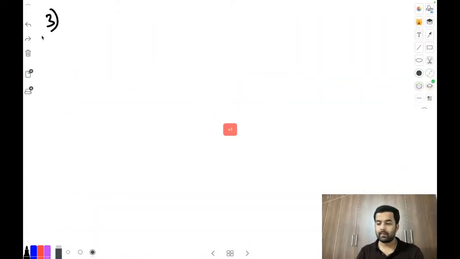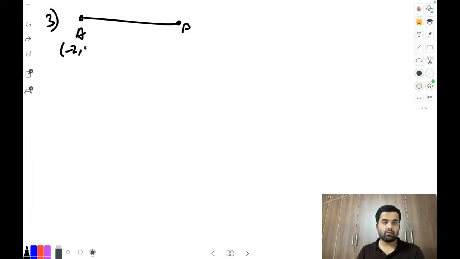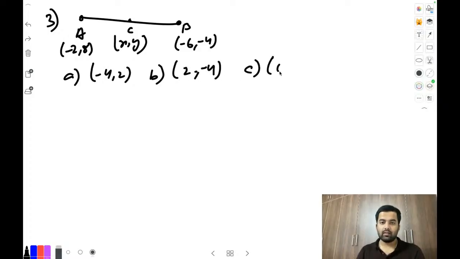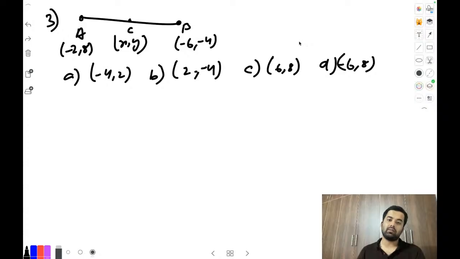Question number 3. The question is, you have a point A, you have a point B. A point is 2 comma 8, B point is minus 6 comma minus 4. The question is asking about C. What is X? What is Y? We are giving the options below. A option is minus 4 comma 2. B option is 2 comma minus 4. C option is 6 comma 8, and the D option is minus 6 comma 8. Figure out the answers, everyone. You have to find the midpoint of this. Midpoint.